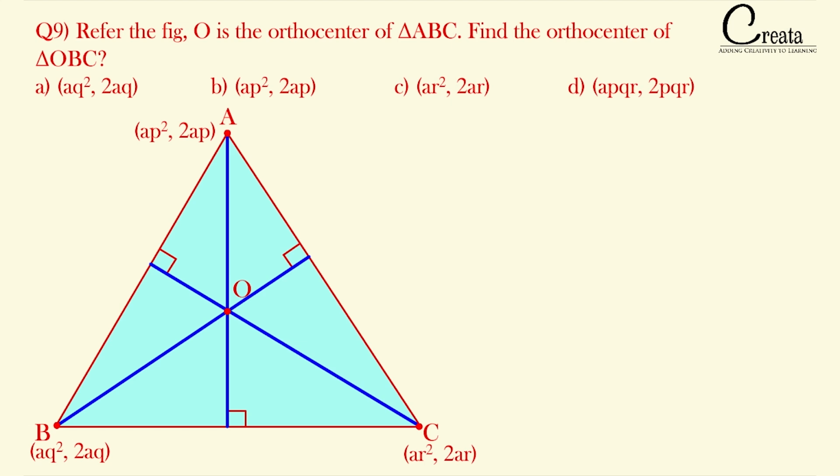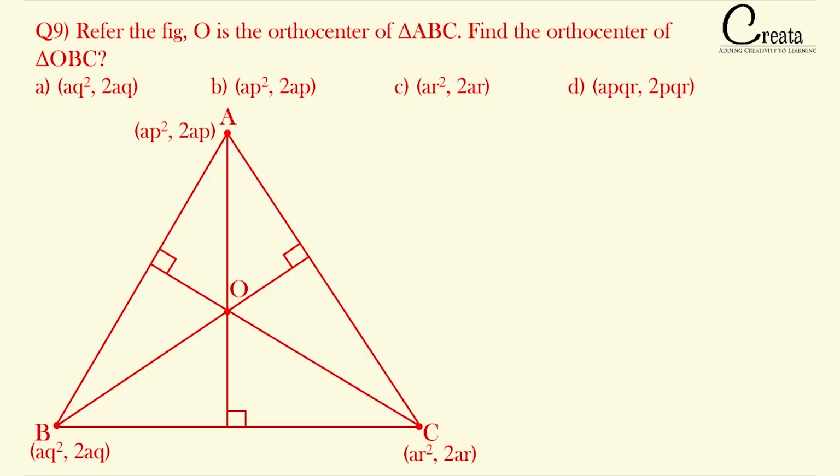Because in the question it is given that O is the orthocenter for this triangle. And we know the orthocenter is the point of intersection of three altitudes. So these three line segments are the three altitudes for this triangle. And what are altitudes? Altitudes are the line segments that start from the vertex and are perpendicular to the opposite side. These three line segments start from the vertex and are perpendicular to the opposite side.